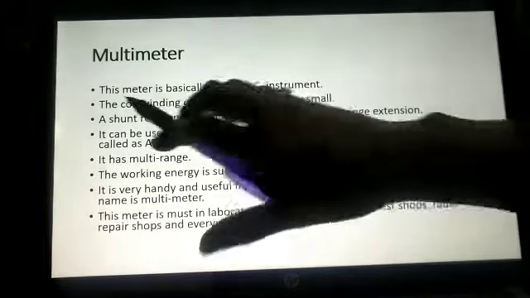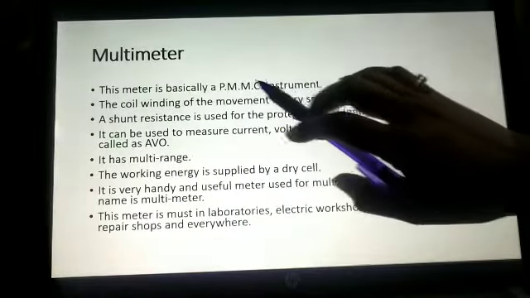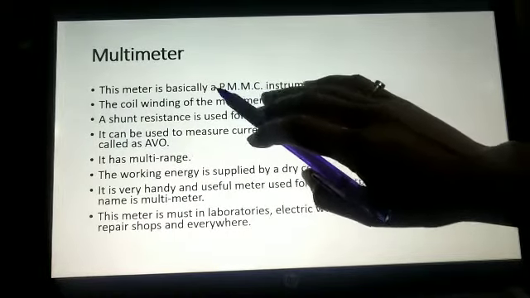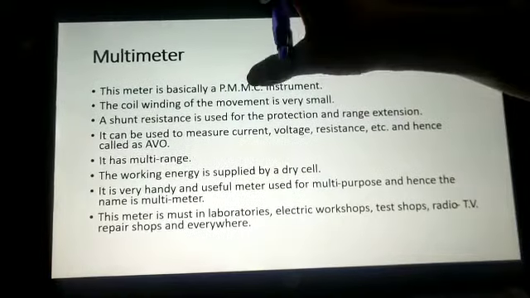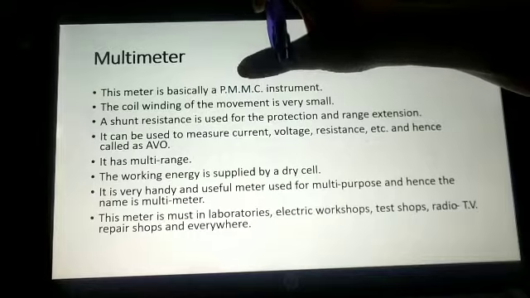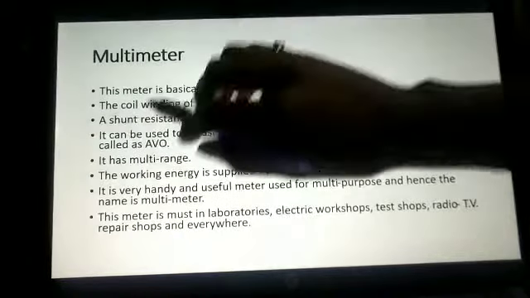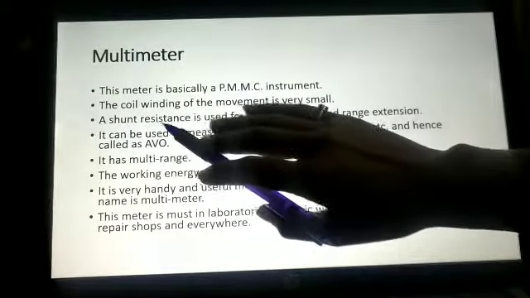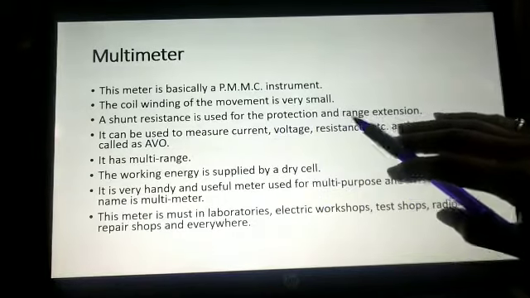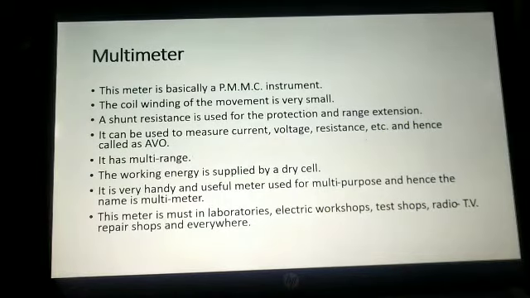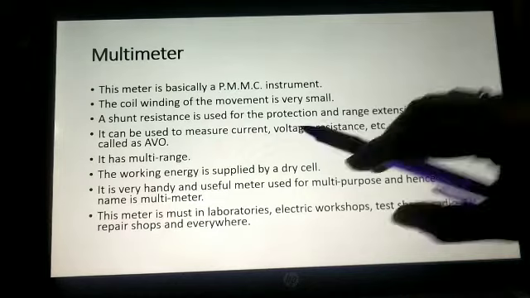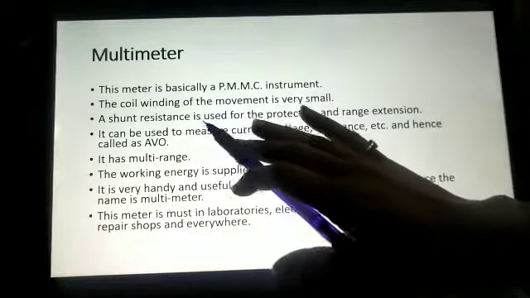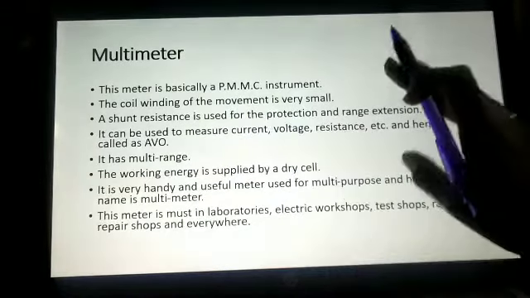So our first point is this meter is basically a PMMC instrument, that is permanent magnet moving coil. We have already learnt about PMMC. This meter works on a PMMC instrument. The coil winding of the movement is very small. As you can see in the diagram, shunt resistance is used for protection and range extension.